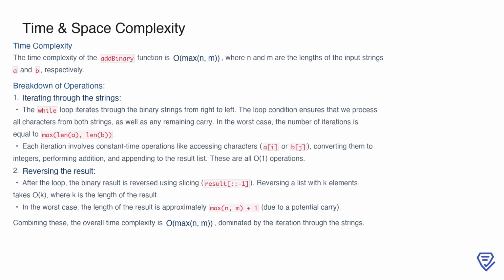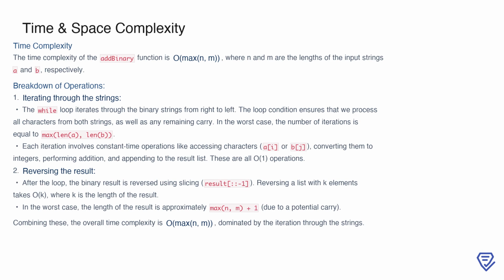The time complexity of the add binary function is determined by the length of the input strings, specifically the longer of the two. This is because the main operation involves iterating through the binary strings from right to left while also accounting for any carry. The loop runs until all characters from both strings are processed, and in the worst-case scenario, this requires a number of iterations equal to the maximum length of the two strings, which we denote as max(n, m). Inside each iteration, the operations such as accessing characters, converting them to integers, performing addition, and appending the result are all constant-time operations, or O(1).